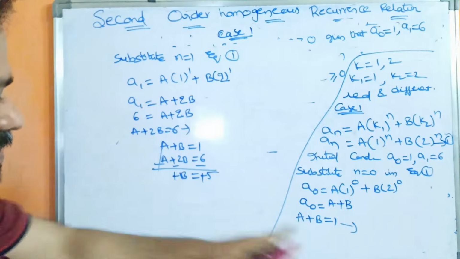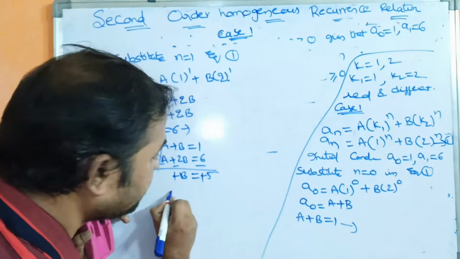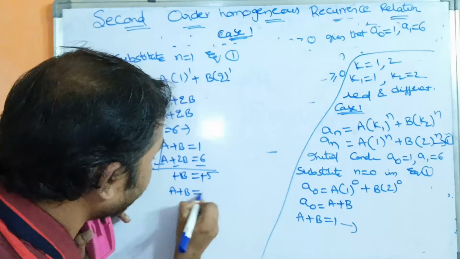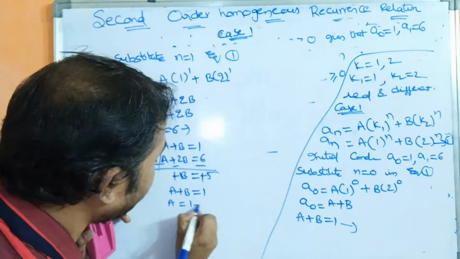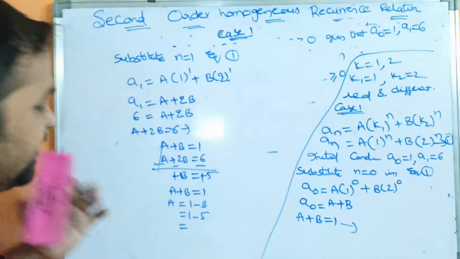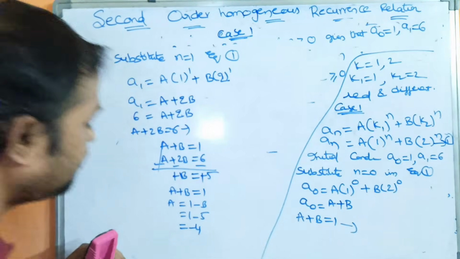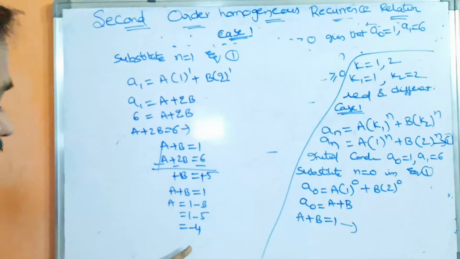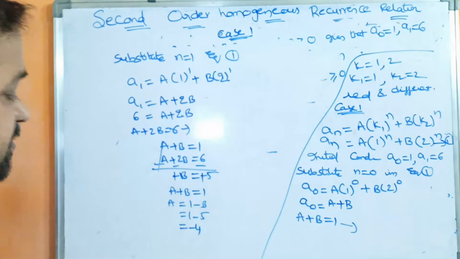We know the first equation. What is the first equation? a plus b is equal to 1. So a is equal to 1 minus b. 1 minus what is b value? 5. So 1 minus 5 means minus 4. So a value is minus 4 and b value is plus 5.